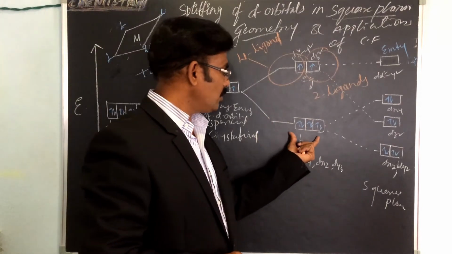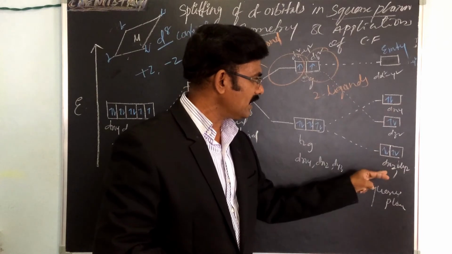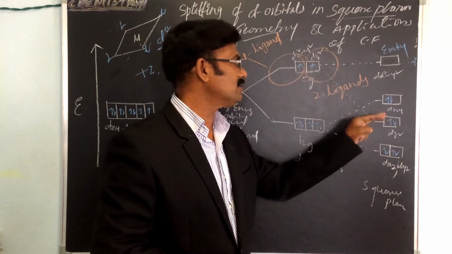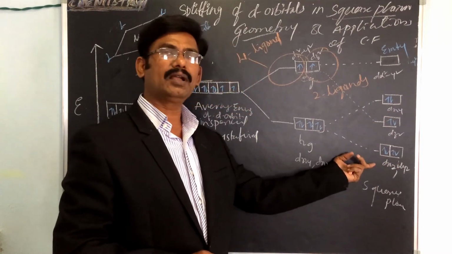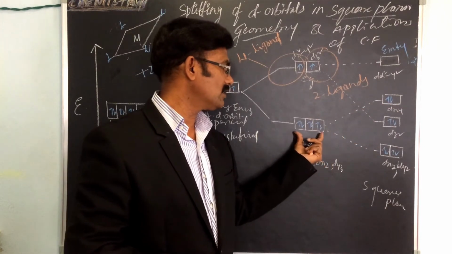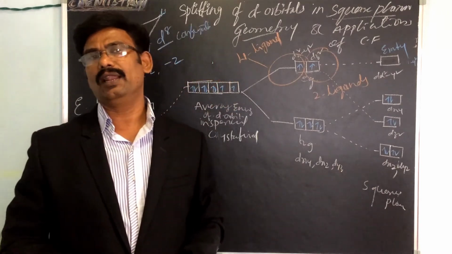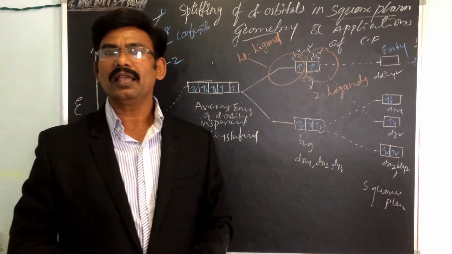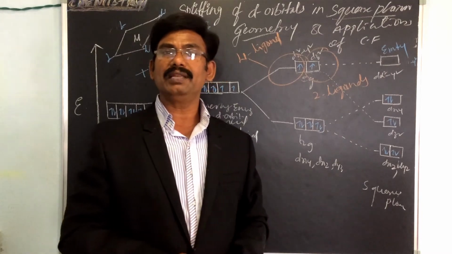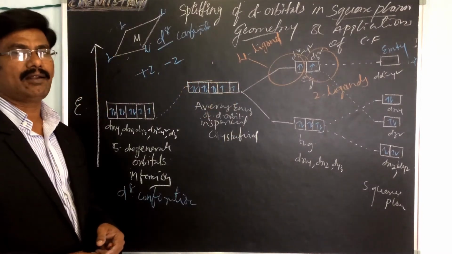So the remaining electrons are raised up in energy between the dxy, dxz and dyz. This is the higher energy level. They are raised up, with dxy containing 2 electrons, dxz containing 2 electrons, and dyz also 2 electrons. Okay, and the best example is nickel tetracyanide.